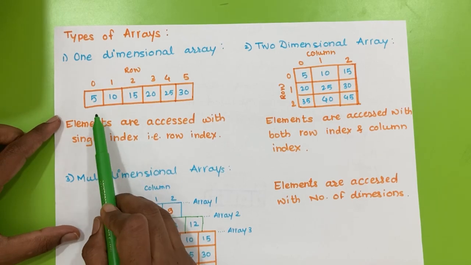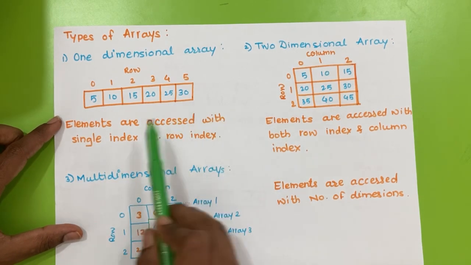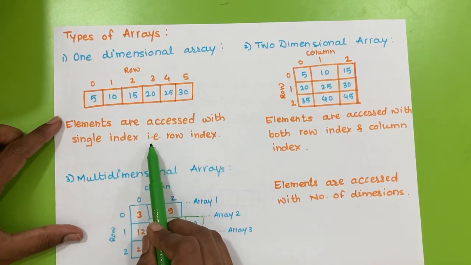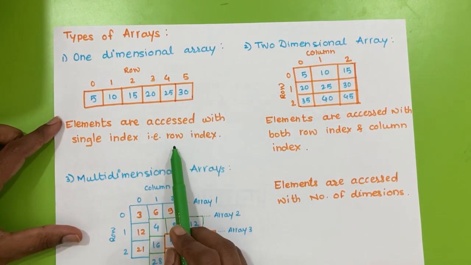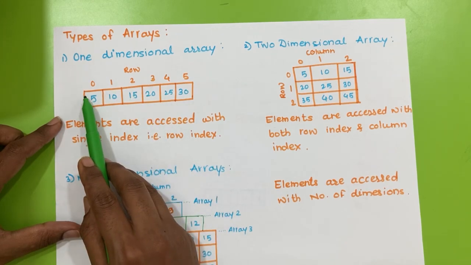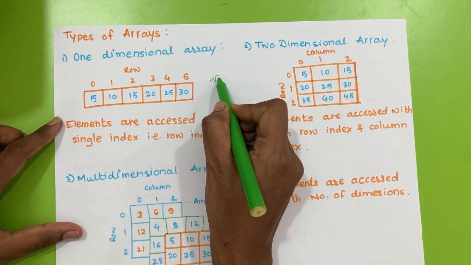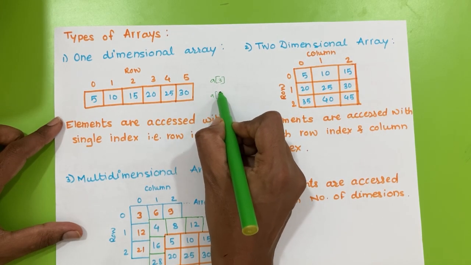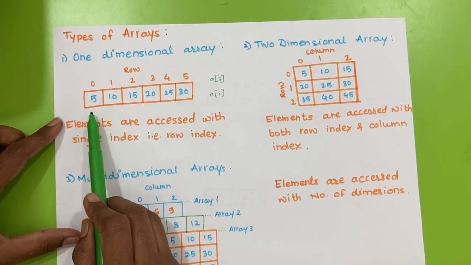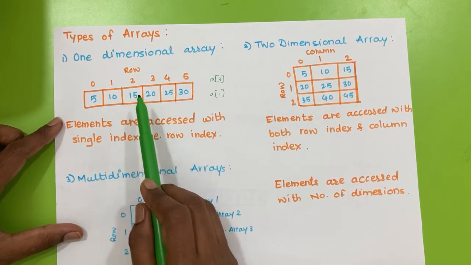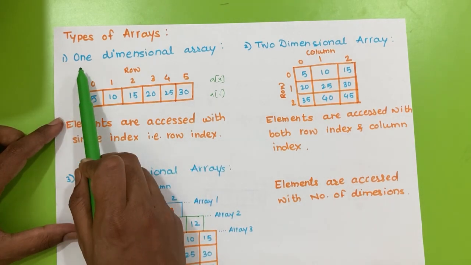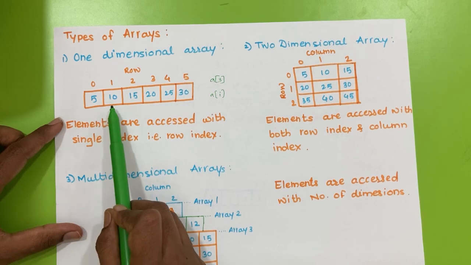Most probably arrays are represented horizontally, so that's why I have taken the row index here. Elements are accessed with a single index in a one dimensional array, and that can be called a row index. So if we want to access the fourth element, then that will be accessed with A of 3 or A of I, where I denotes the index of that array. Any element from this array can be accessed with the single index, called a row index. So that is nothing but a one dimensional array because it has only one dimension.